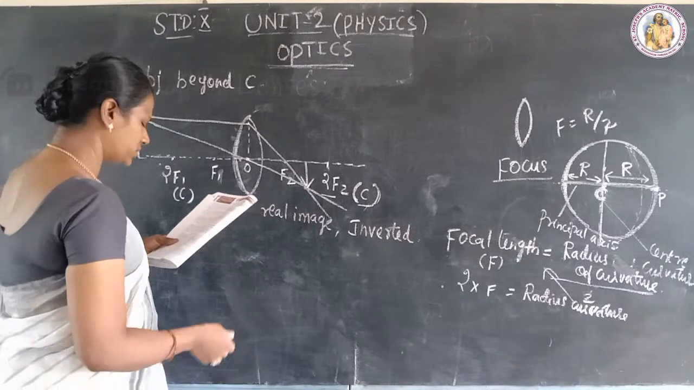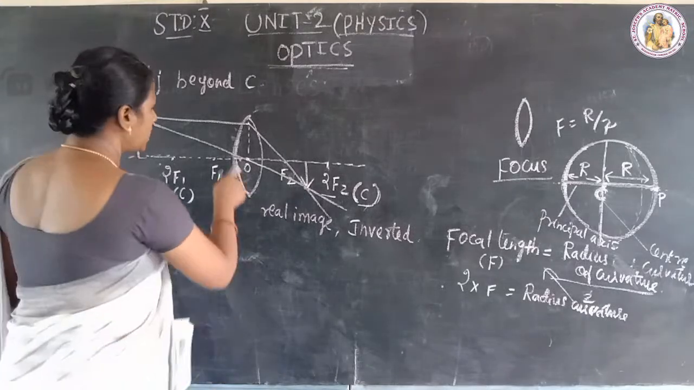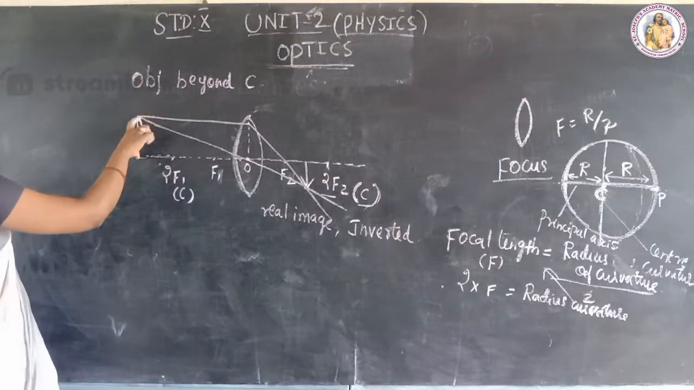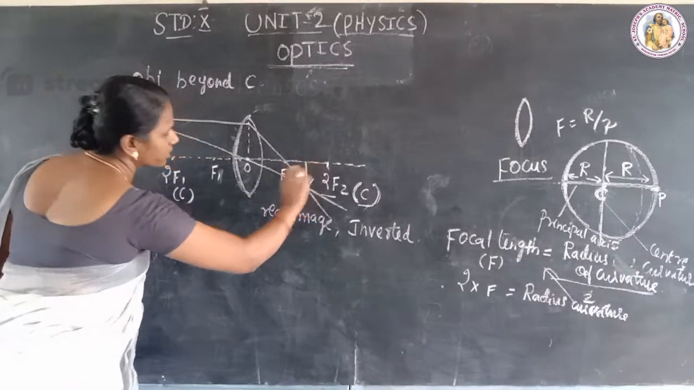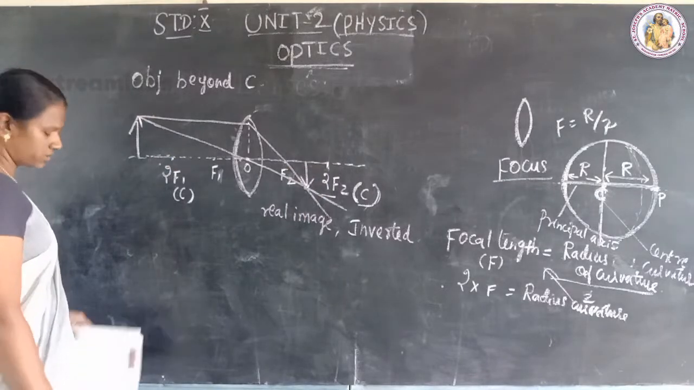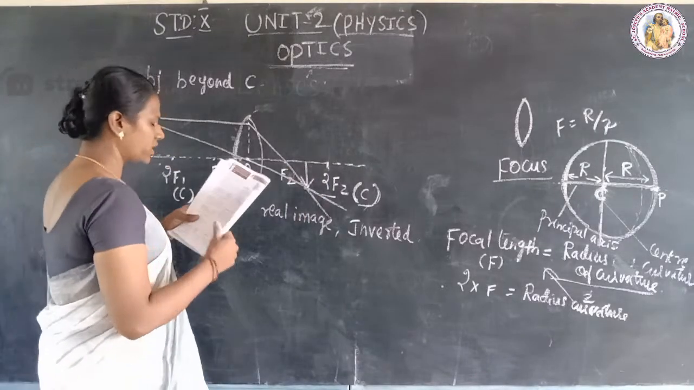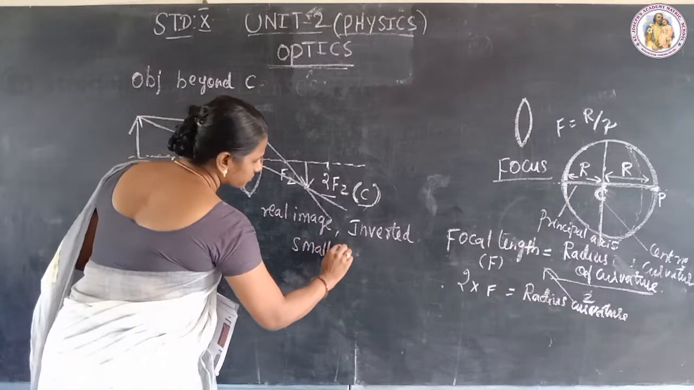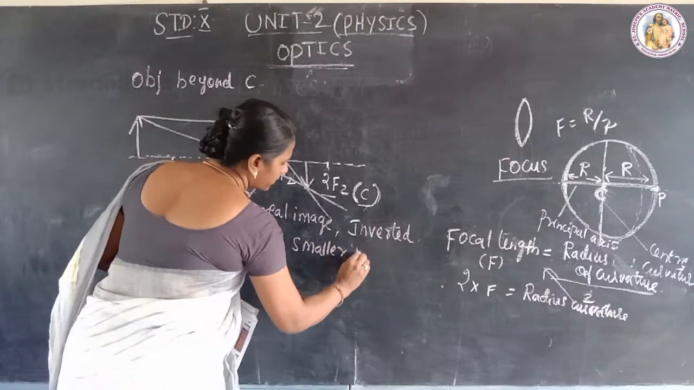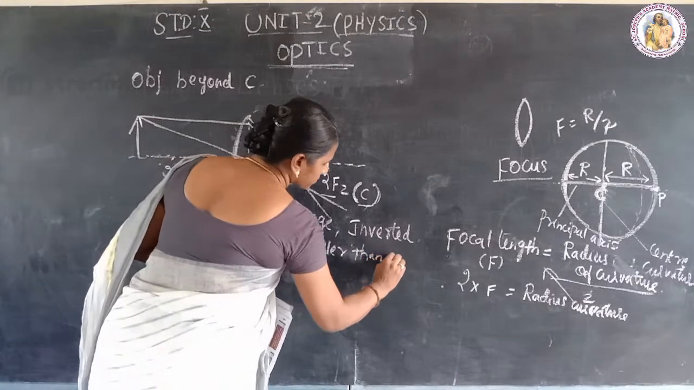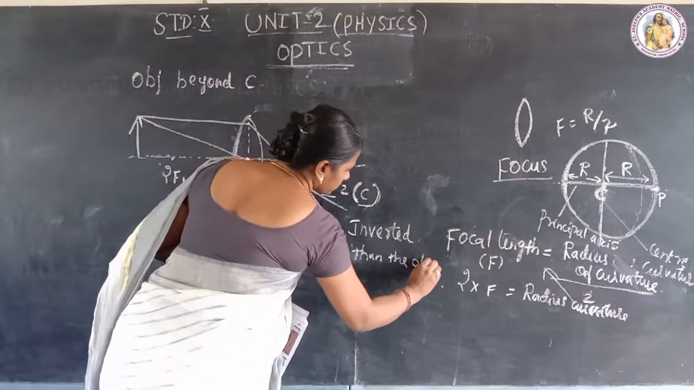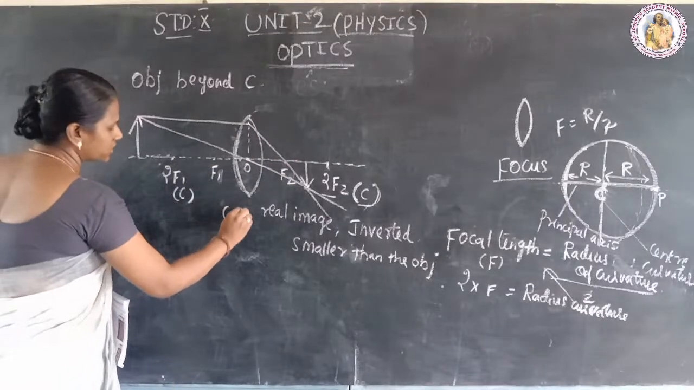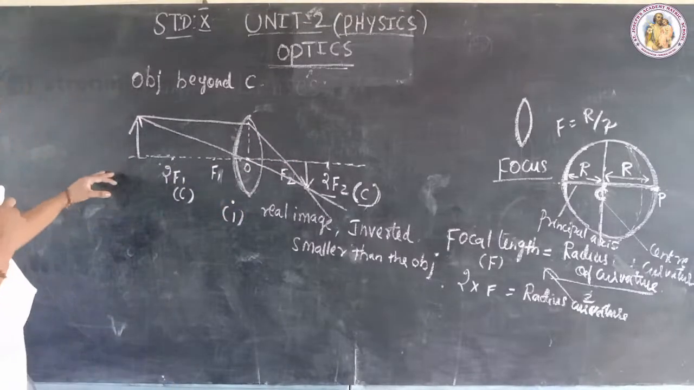And what about the size of the image? It is smaller than the object. Here, look at the size of this object and the image formed: the image is smaller than the object. So this is the image formed after it gets refracted.